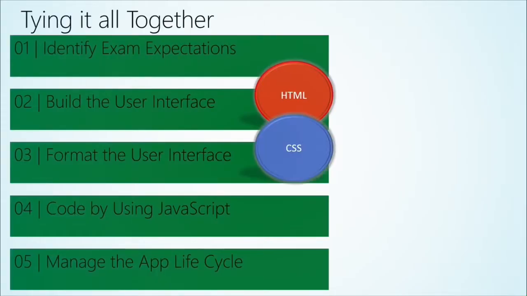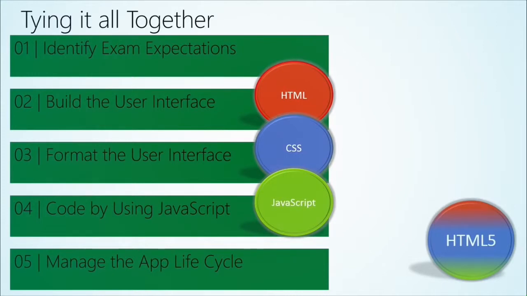Then we talked a little bit about formatting the UI with CSS, and then JavaScript to actually get in there and make your application interactive and dynamic. And then we finished off tying it all together, talking a little bit about managing state and how to package it and deploy it and get it out to a store and the things that need to be done to actually make that happen. Exactly. You tie all of that in together, and that's going to be what an HTML5 application is.